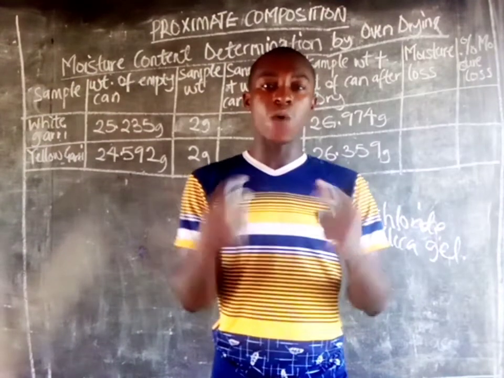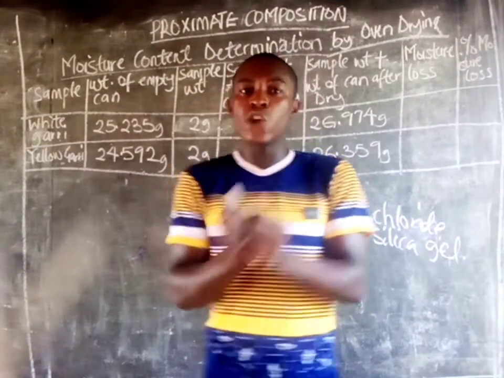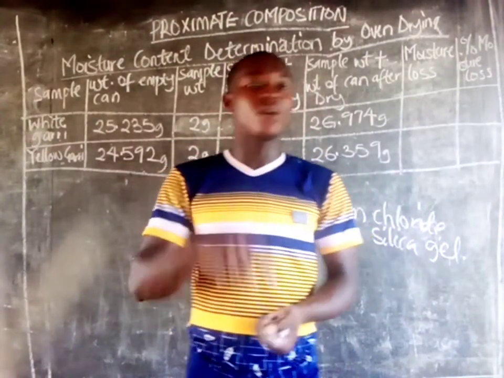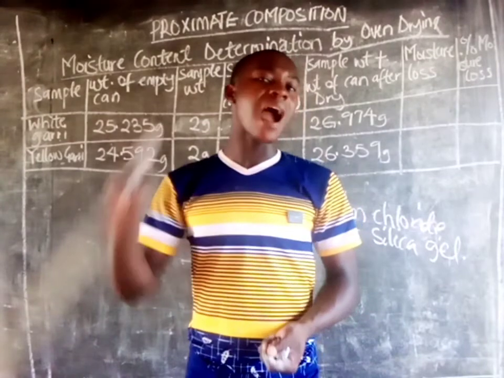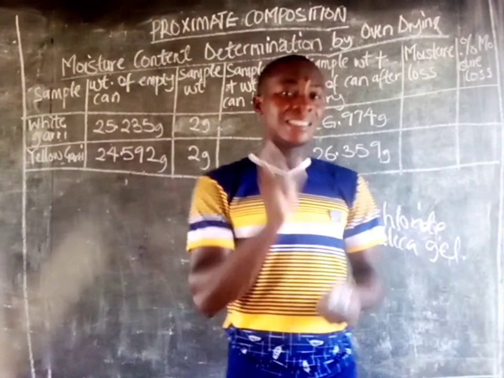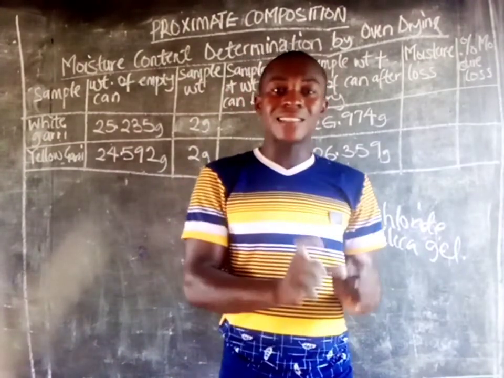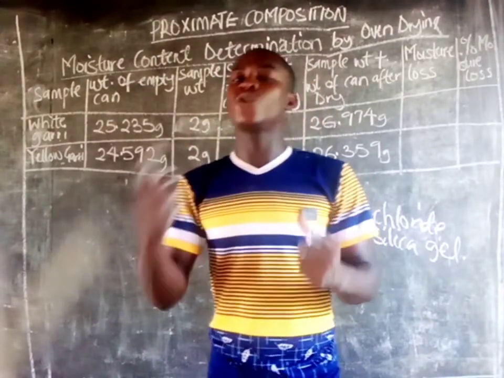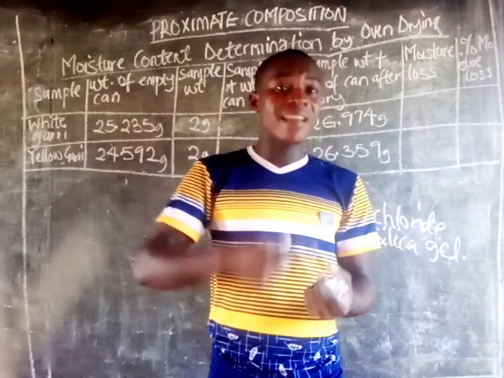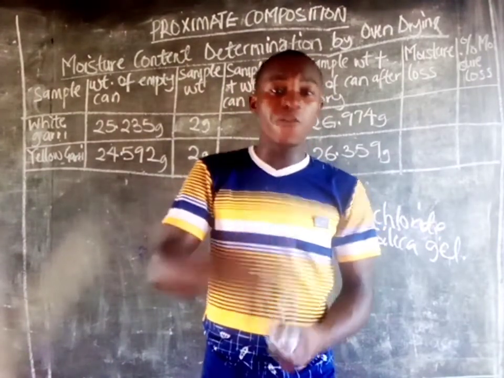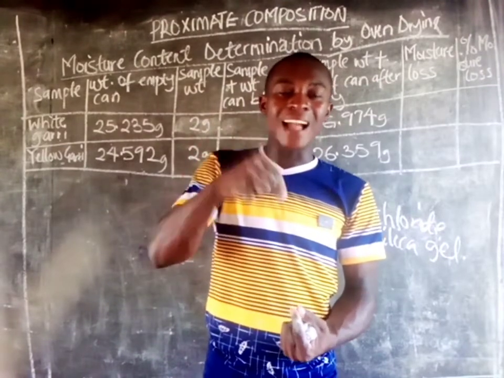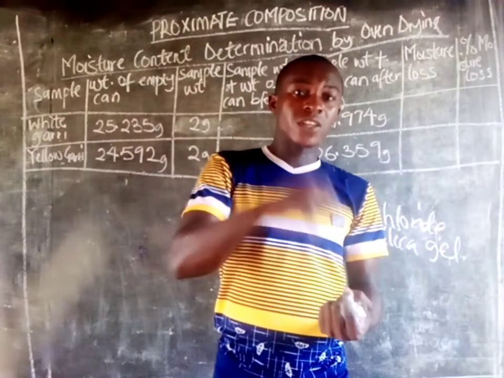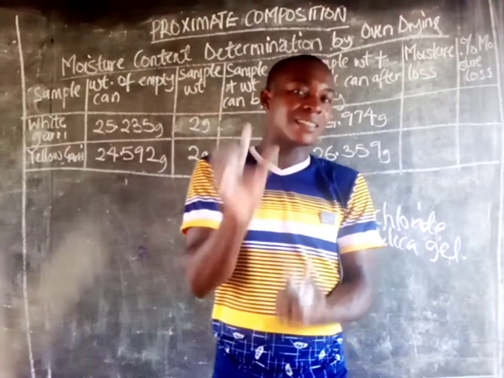And so when you measure their weight, you now take it to the oven and dry it at a temperature of 105 for 1 hour. In that way, you are removing the moisture in that food sample by heating it at that temperature.